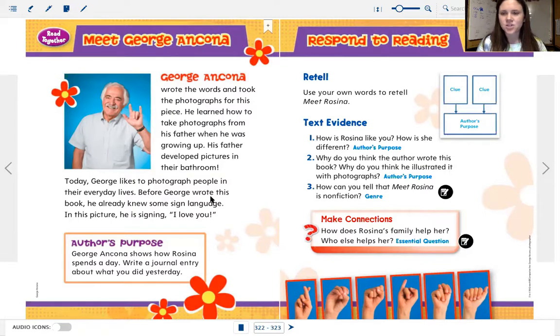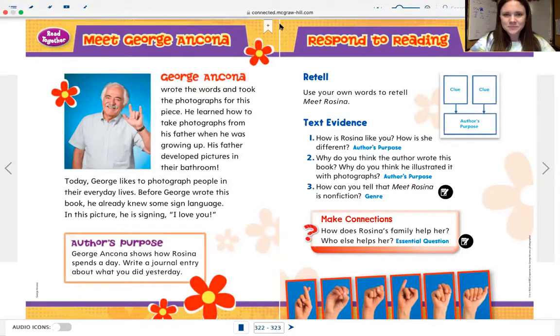I think he wanted to show us how there are people in the world that we have a lot of similarities with, right? Things that are in common, and also things that are different, right? That Rosina is like you guys, and she's also different. And that just because she's different doesn't mean anything, right? Because there's so many more things in common. So I hope you guys really enjoyed this story.